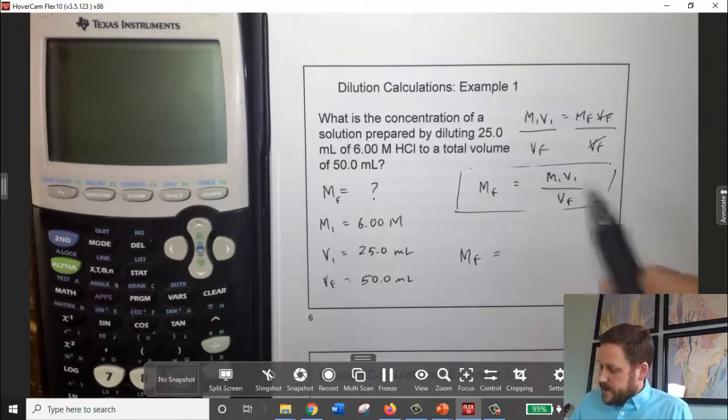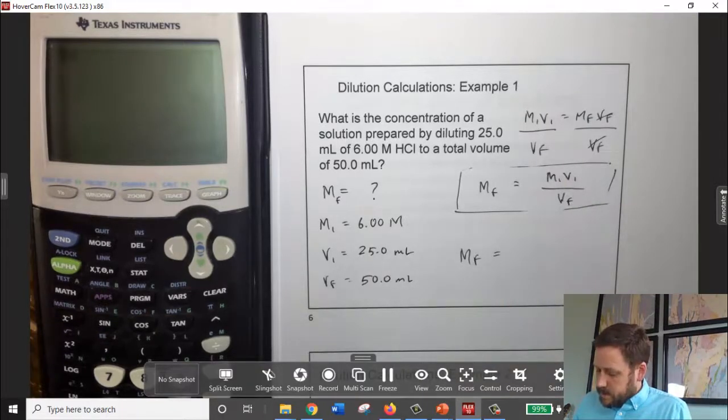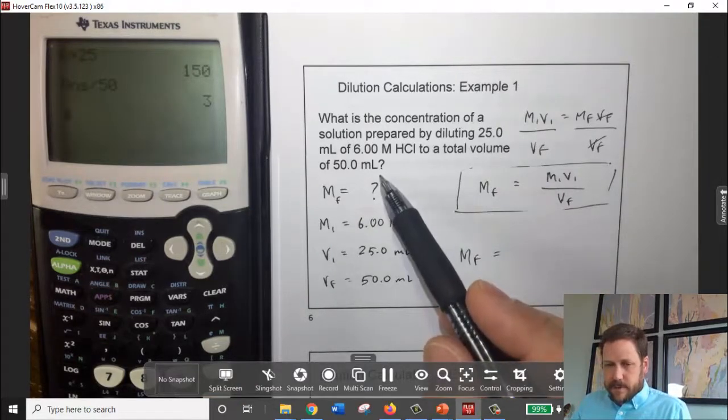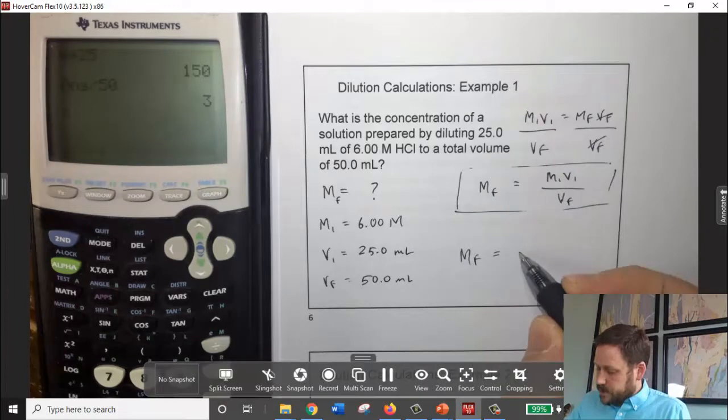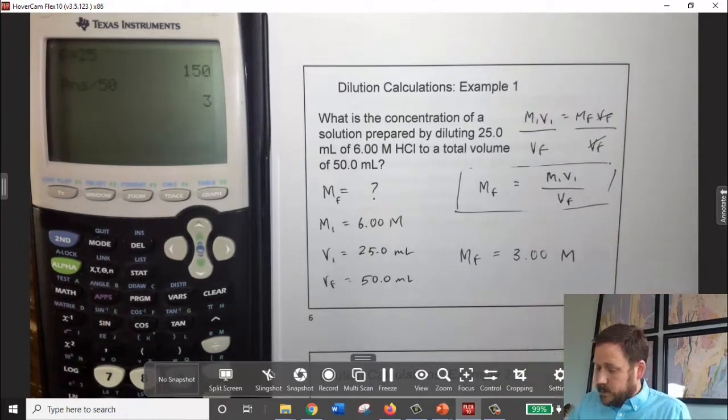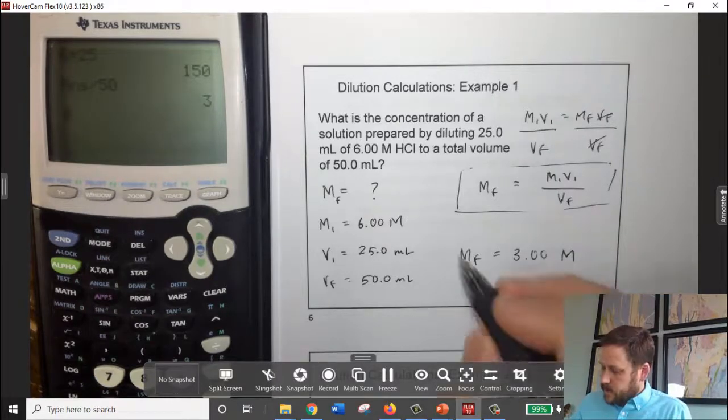So M_I V_I is going to be 6 multiplied by 25, and I'm going to go ahead and keep in milliliters this time, and then I'm going to take that product and divide by the final volume, 50. It makes sense that if I want to double the volume, then I'm going to halve the concentration, and I'll go ahead and report that to 3 significant figures. The new molarity is 3 molar. Let's look at one more example.